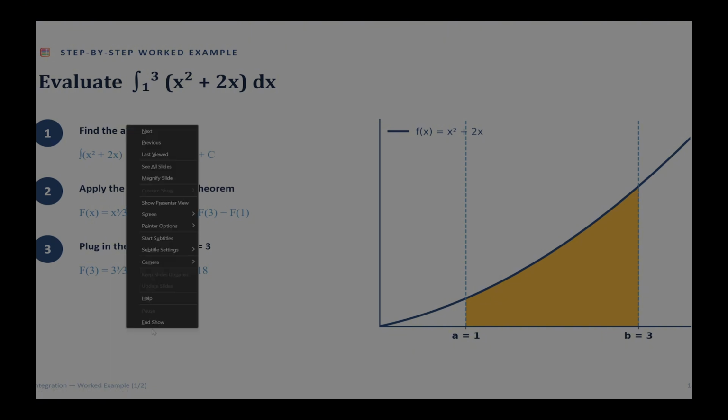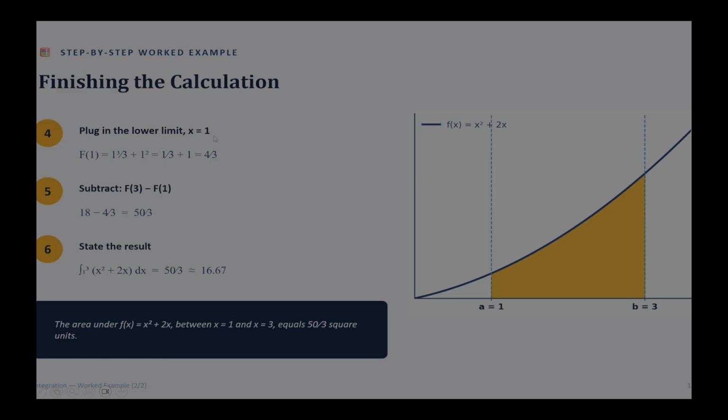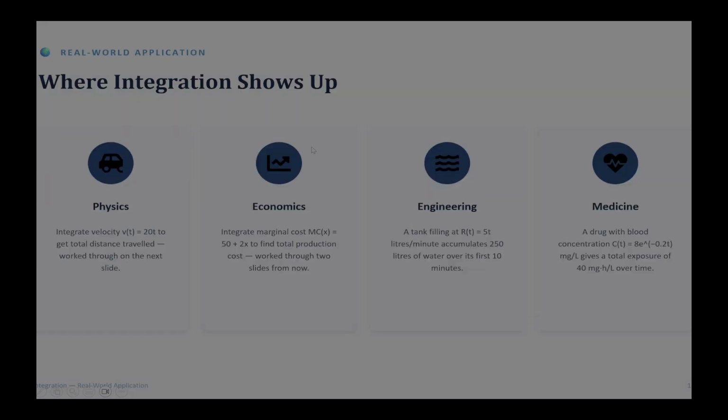And then go to the next one. You plug in the lower limit, F1, x equals 1. So substitute x equals 1. So F3 minus F1 here gives you 50/3. So that is the result. All right, that is one example.